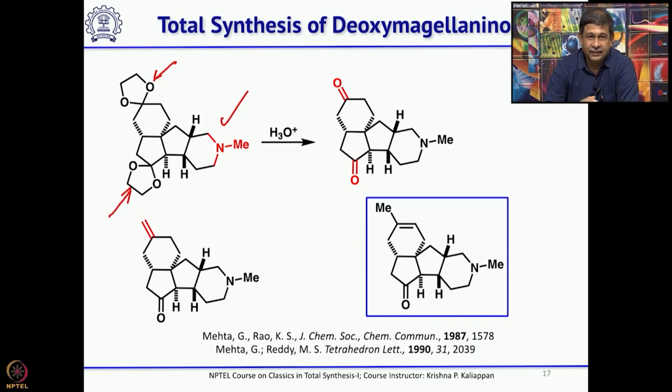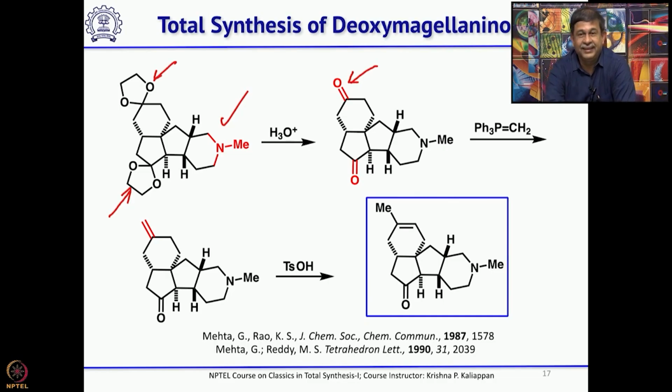Then selectively you have to do Wittig reaction on the 6-membered ring in the presence of the 5-membered ring. Yes, you can do that, and basically the exocyclic double bond has to be isomerized, and that was done by treating with para-toluene sulfonic acid.